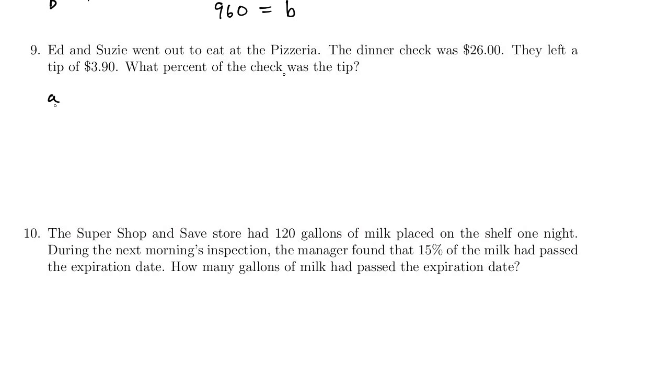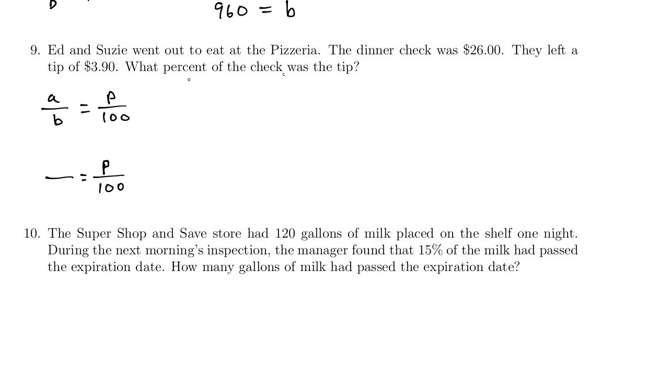All right, we're going to have our proportion here, the amount over the base equals the percent number over 100. So we just have to fill in what we know. Let's look for the percent first of all. Well, $26, that's not the percent. $3.90, that's not the percent. The last sentence here says, what percent of the check was the tip. So that's what we're looking for. We're looking for the percent. It says what percent, so that's going to be our unknown.